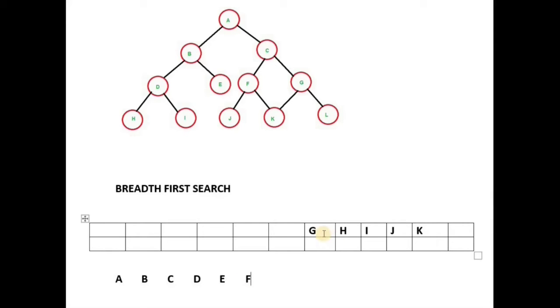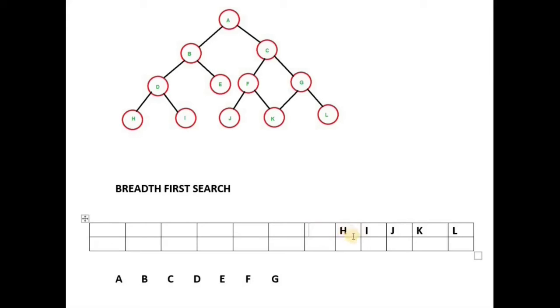Then which is the next one? That is G. From G, which one can I visit? K and L. Okay, so I can visit L there because K is already visited. So I am not writing K. Then I will take out G because I cannot go anywhere from G.